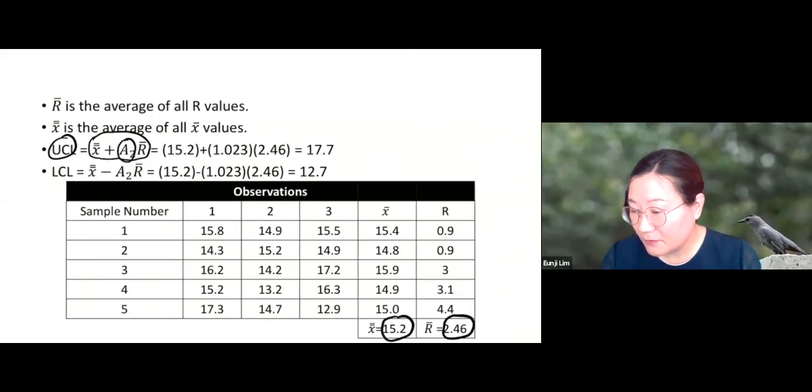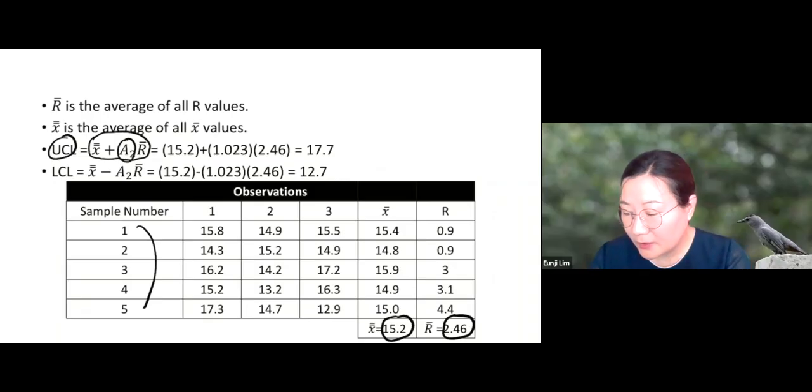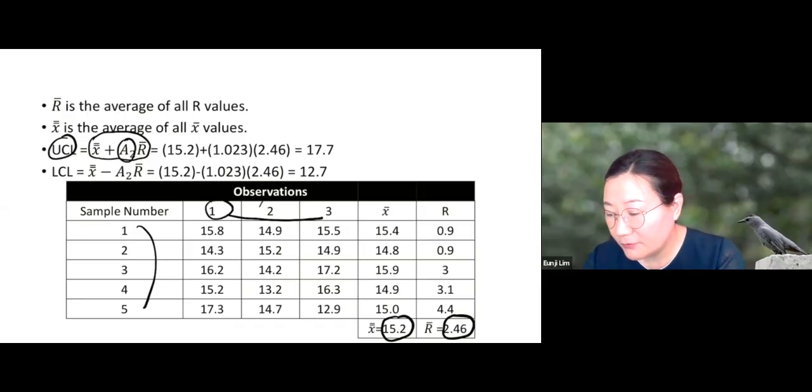So what's the size of the sample in this example? Is it 5 because we have 5 samples? Or is it 3 because we are taking 3 observations for each sample? The size of the sample is the number of observations we take within each sample. So since we are taking 3 observations, the sample size n equals 3.